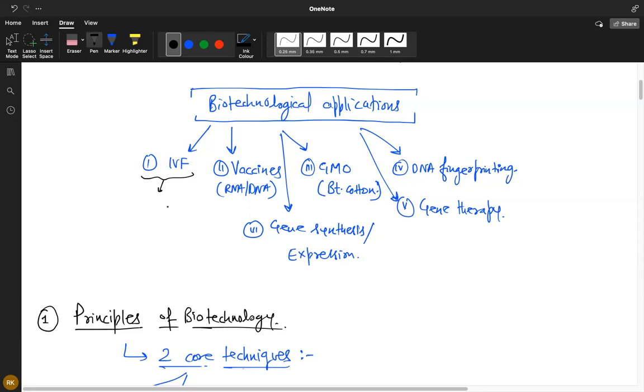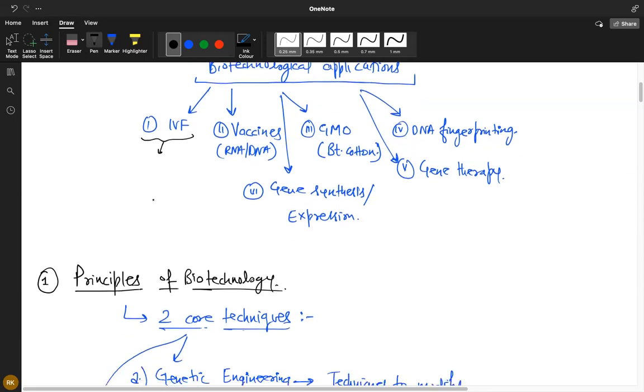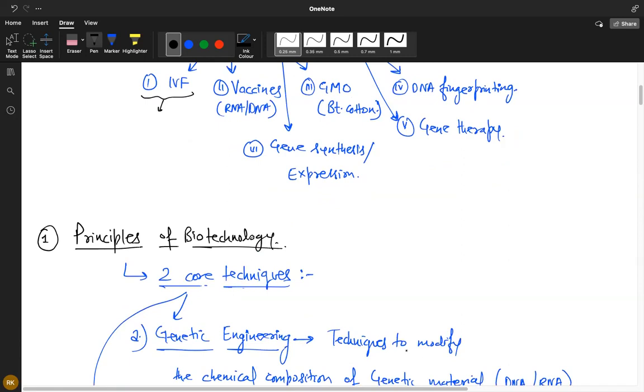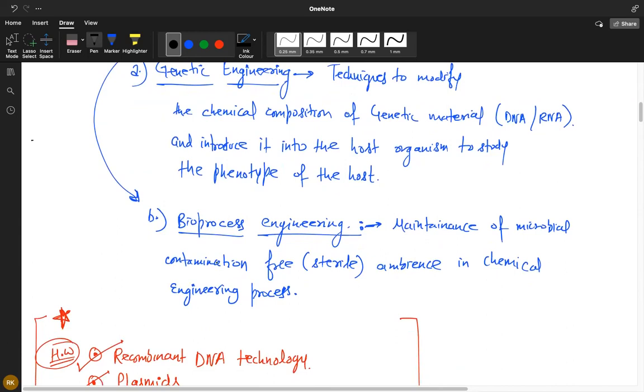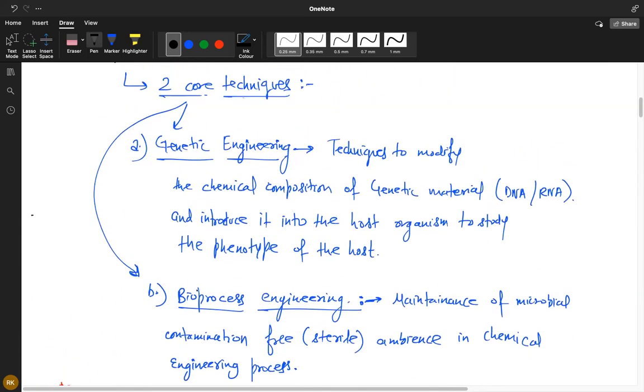When we do this, we are not manipulating the genetics. We are not manipulating the gene of either of the gametes, but we heavily rely on the process. So this bioprocess engineering is where you do this technique of IVF in laboratory conditions which are free of microbial contamination and very sophisticated. Do you understand, everyone?